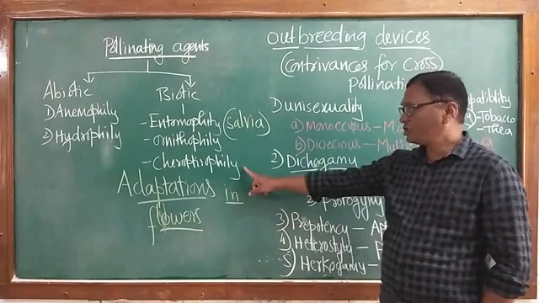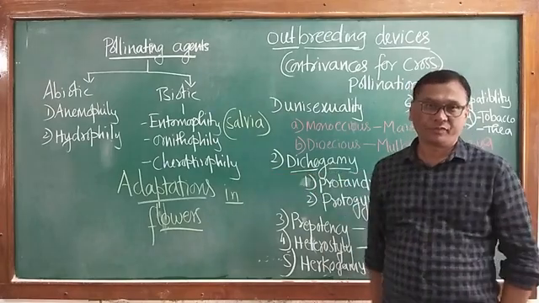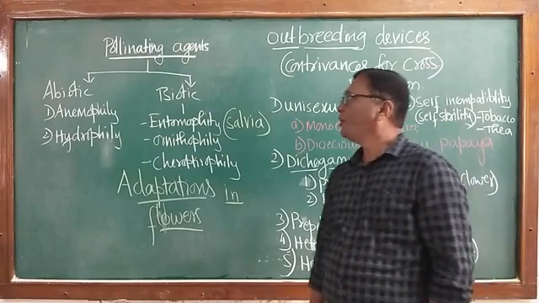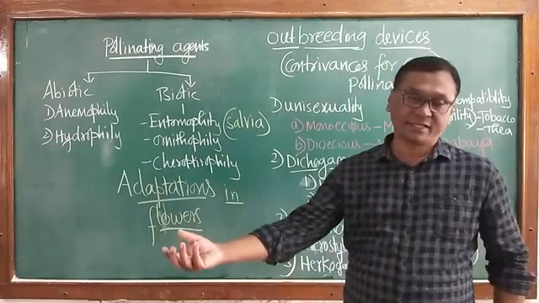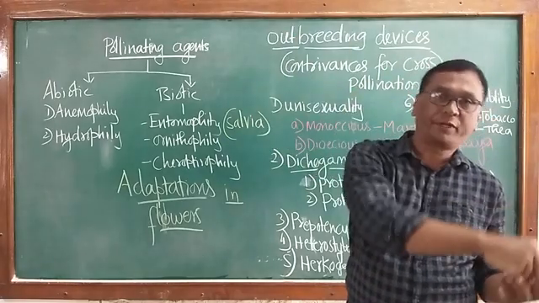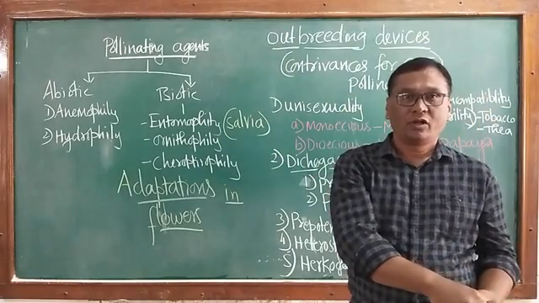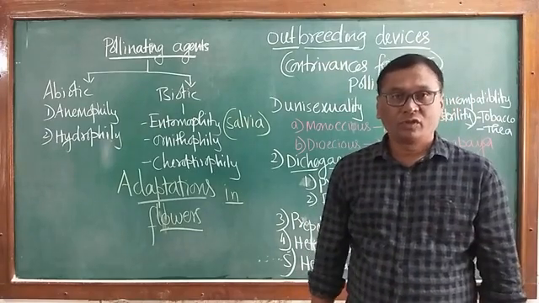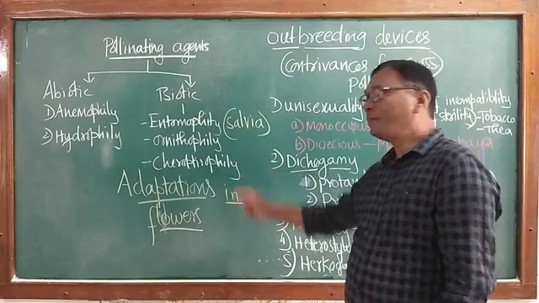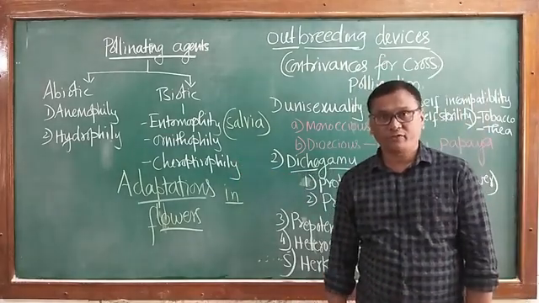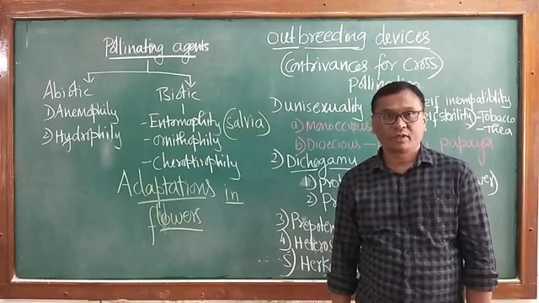Common examples of plants pollinated by them are bombax, butea, then bottlebrush, etc. The third one, Chiropterophilia. This is the process where the bats transfer the pollen grains from the anthers to the receptive stigma on another flower of another plant. It is known as Chiropterophilia, and the flowers are called Chiropterophilous flowers.